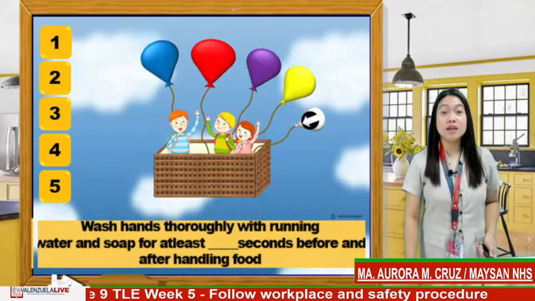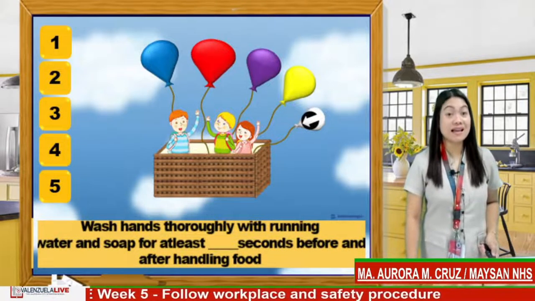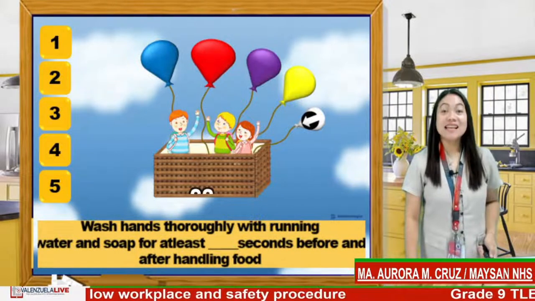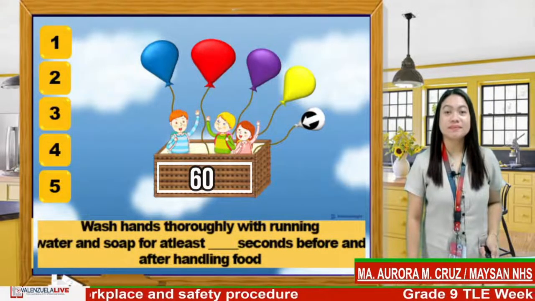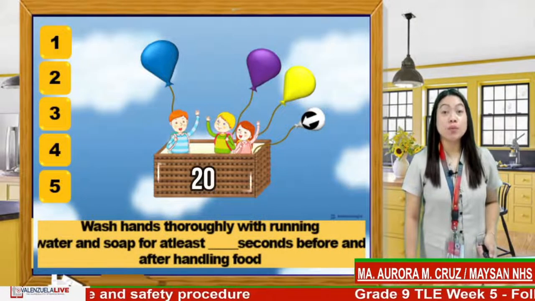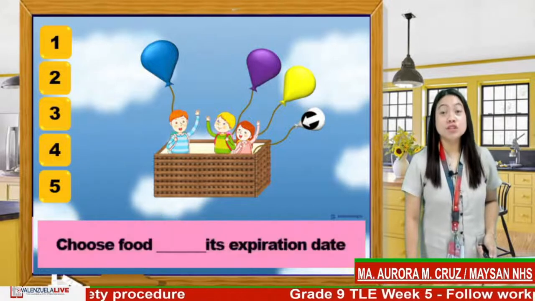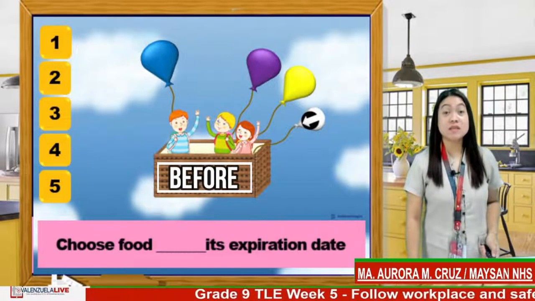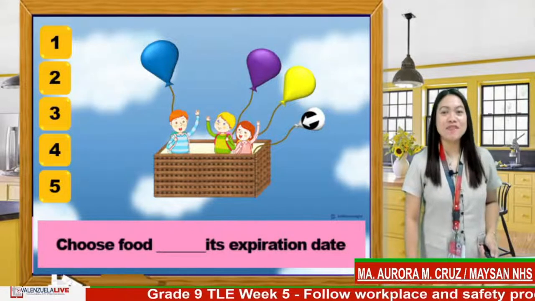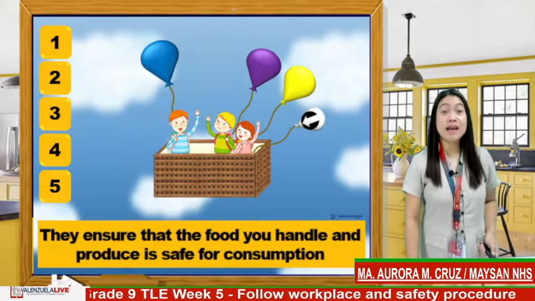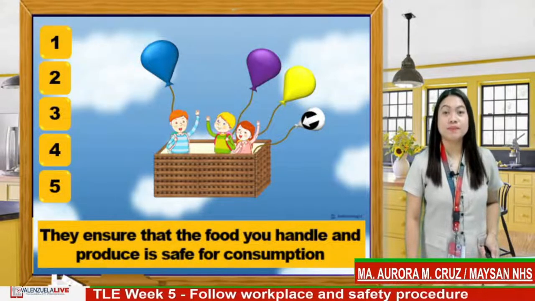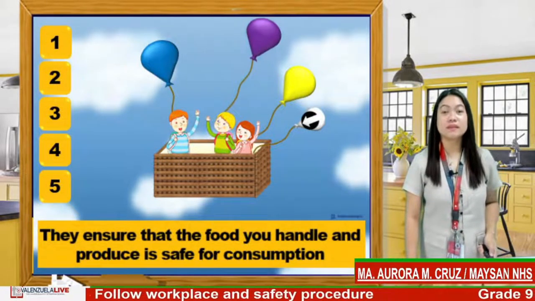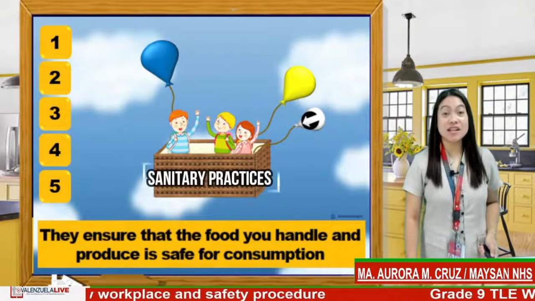Wash hands thoroughly with running water and soap for at least blank seconds before and after handling food. Answer? Let us try 60. The correct answer is 20. Number 4. Choose food blank its expiration date. If your answer is before, you are correct. Number 5. They ensure that the food you handle and produce is safe for consumption. Answer? Proper hygiene? The correct answer is sanitary practices.